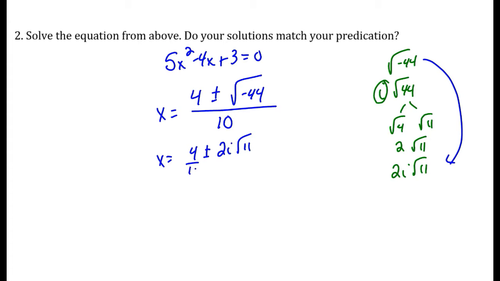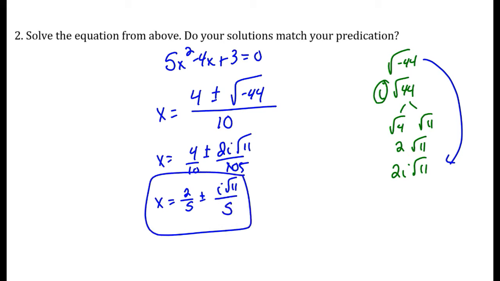And I'm dividing each of those pieces there by 10. So my final answers are 2/5 plus or minus i radical 11 over 5. Those are my solutions. Did I get two complex numbers? I did. I got non-real solutions there.